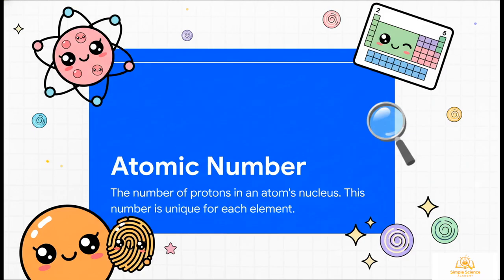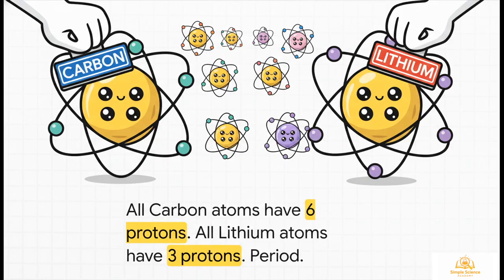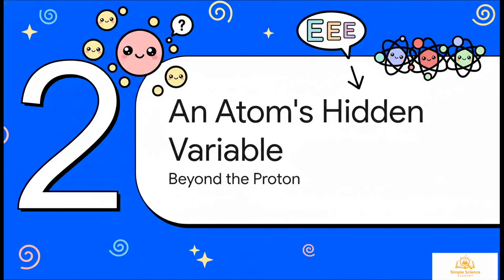The number of protons in the nucleus is literally an element's unchangeable fingerprint. It is what makes it unique in the entire universe. So this is the crucial takeaway. If you find an atom, any atom, and it has 6 protons, it is carbon. It doesn't matter what else is going on, that's the rule. If it has 3 protons, it is lithium. Period. No exceptions. Okay, so we have that rule locked in, but this is where the story gets really interesting.